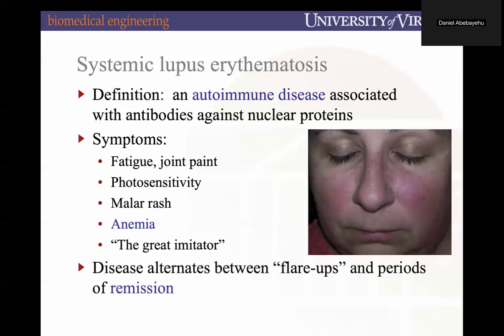Lupus alternates back and forth between flare-ups and periods of remission. When a disease is in remission, that's typically when there's no presentation of symptoms. And so patients will go back and forth between having no symptoms when they're in remission versus flare-ups, where they might be in a lupus crisis and have either really severe arthritis, have severe joint pain, present with some symptoms of kidney issues or kidney failure, and have nephritis.